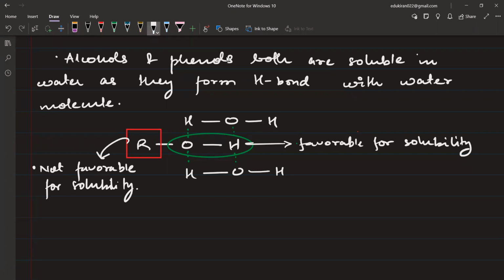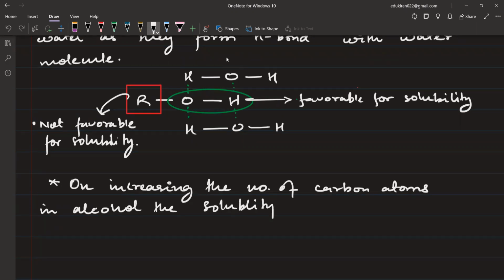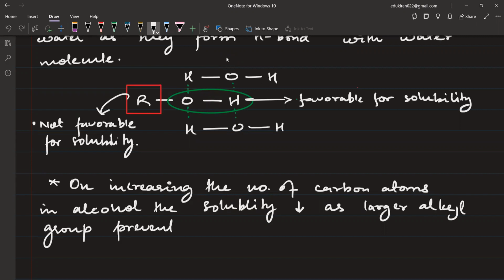Please write here. On increasing the number of carbon atoms in alcohol, the solubility decreases, as larger alkyl group prevents the formation of hydrogen bond with H2O.